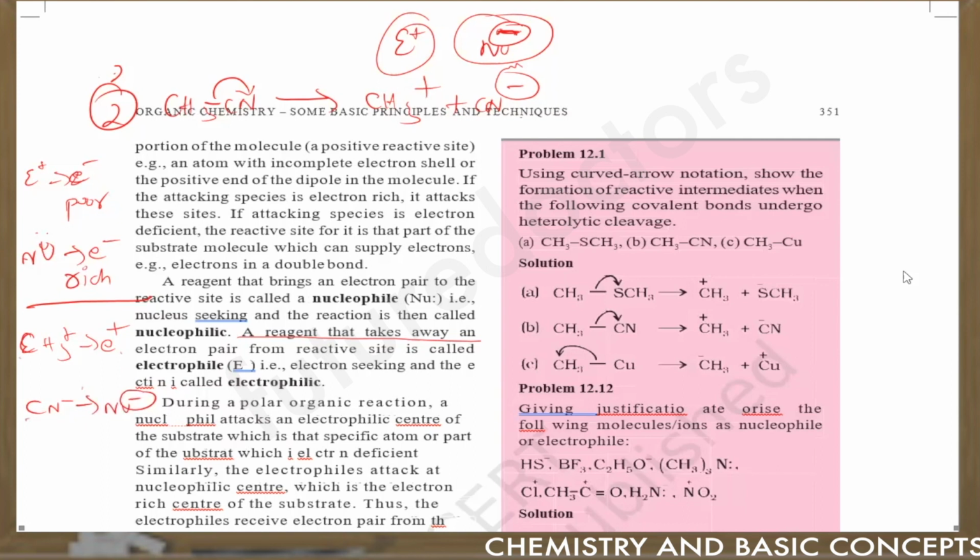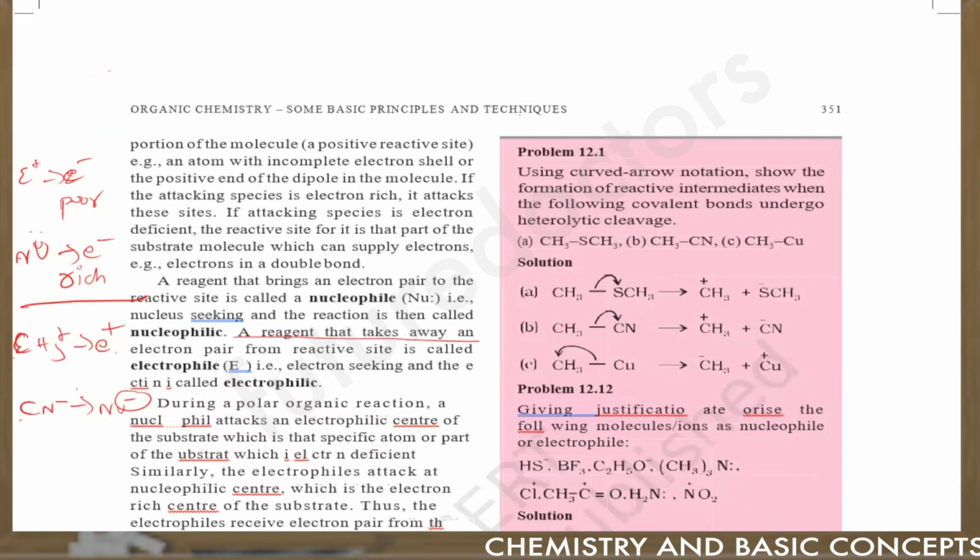This is not the same trend. I can give one more example and change the thing. What is the example I can give now? I can give the example RMgX. What is RMgX? A Grignard reagent. What happens with a Grignard reagent? It becomes R negative plus MgX positive.